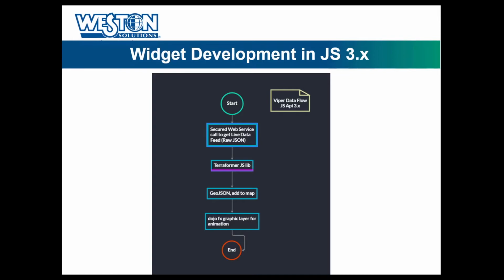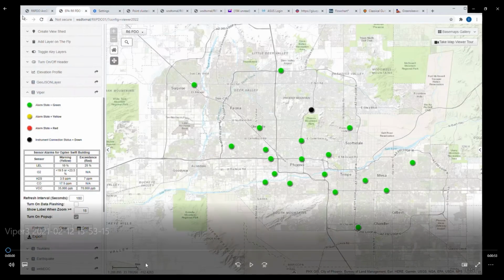Here you'll see the widget development in JavaScript 3.x. And first, we'll call a secured service and return raw JSON from that live data feed. That JSON is then processed using the Terraformer JavaScript library to create GeoJSON, which is then added to the mapping application. Dojo FX is then used for the animation of that graphics layer. So let's take a look at that.